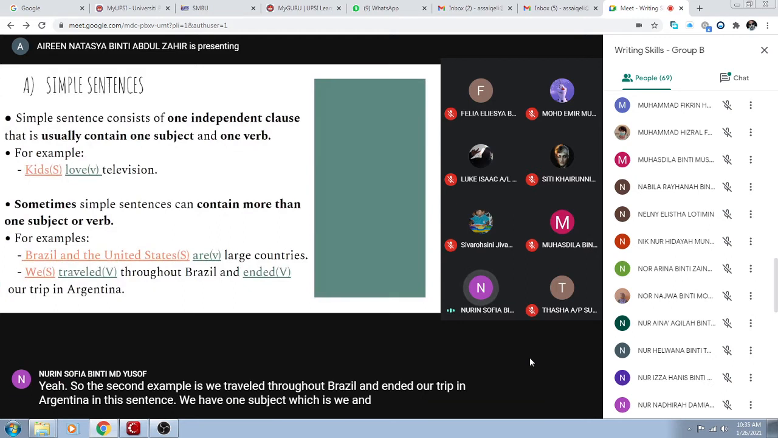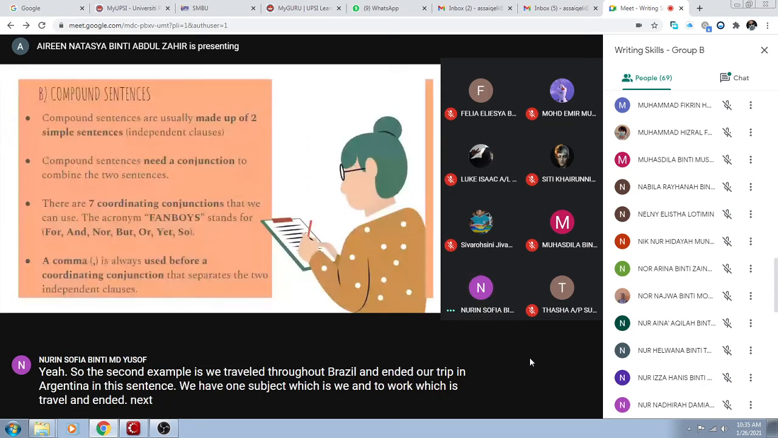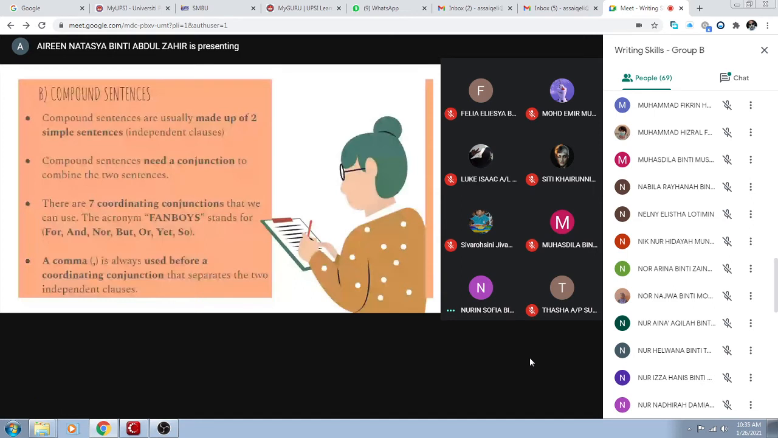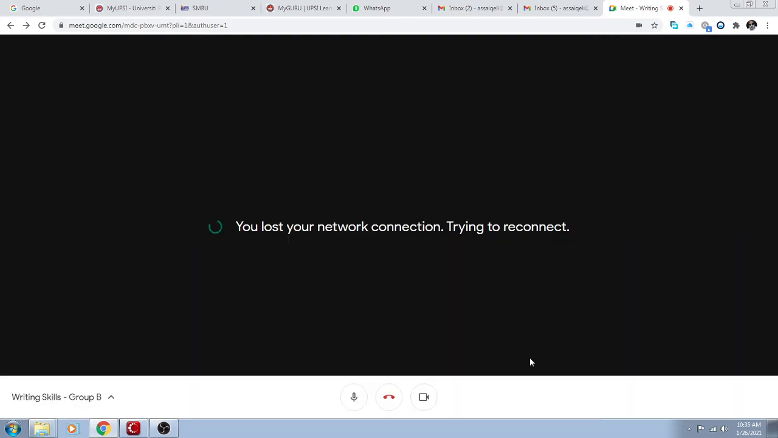So the subject, which is we, and two verbs, which are traveled and ended. Next. And conjunctions that we can use.